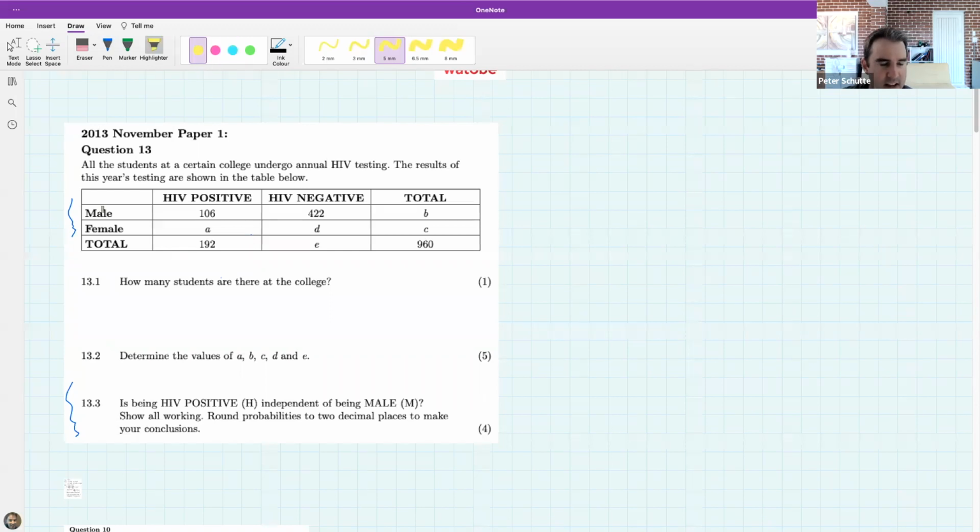If I look at this table, how many students are there at the college? There's a college, and it says here they undergo annual HIV testing, and the results of the tests are shown here. Now, they haven't given you all the information, but I want to know the number of students in this college. Is that information in the table? Pop it in the chat. It feels like a lot of people are fixating on that number over there, and I would agree. I say that there are 960 students, because this is the total of both the row and the column. It gives you the same number, 960.